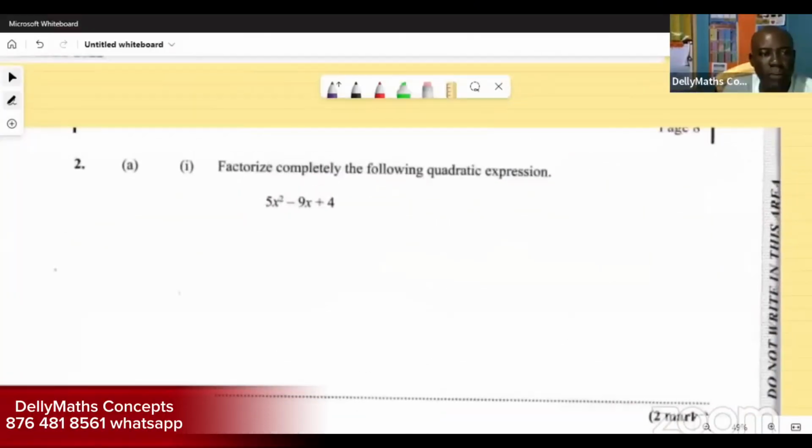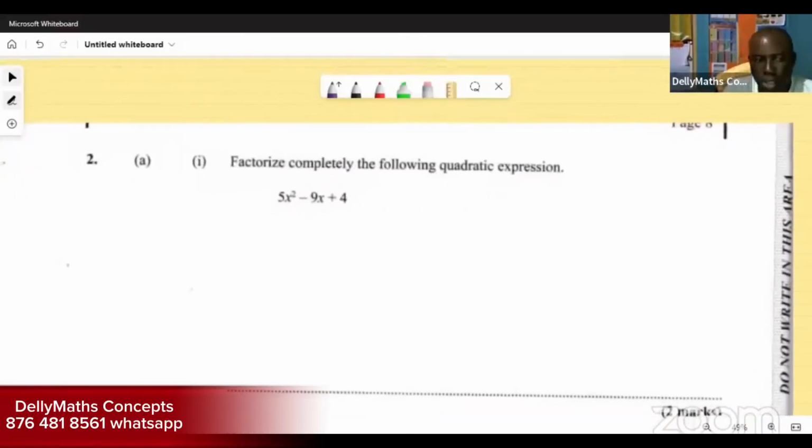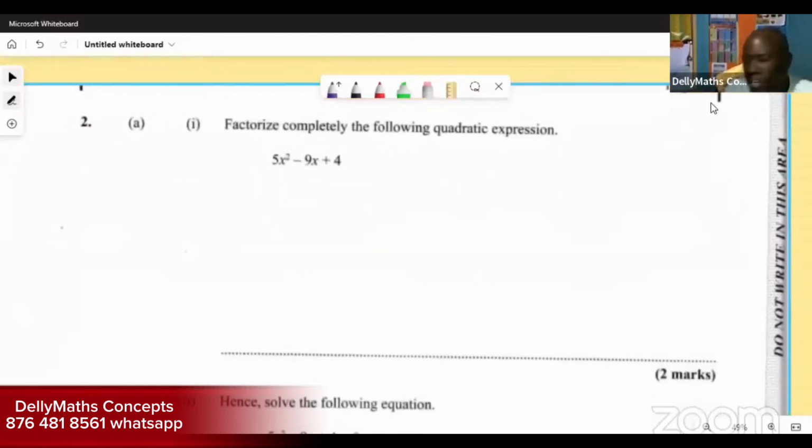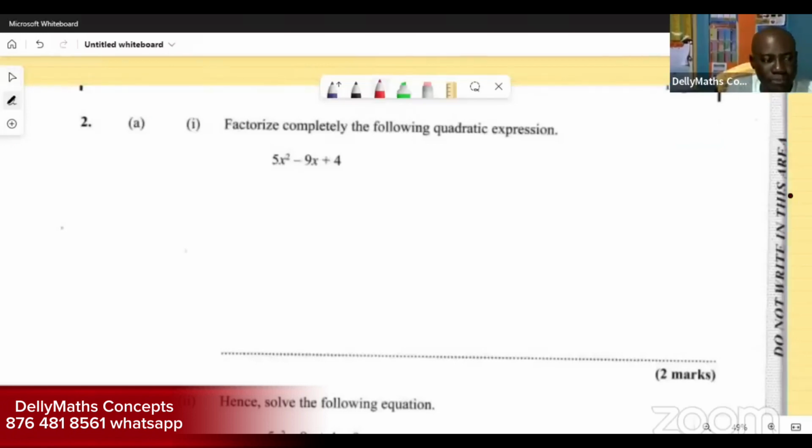It says factorize completely the following quadratic. When you factorize a quadratic expression, we employ the AC method. So let's look at this. A is equal to 5, B is equal to -9, and C is equal to 4. From this, we're seeing that AC, which is equal to 5 times 4, is equal to 20.